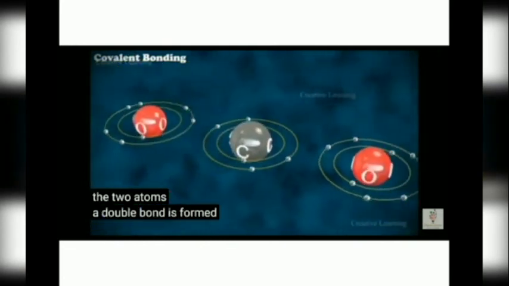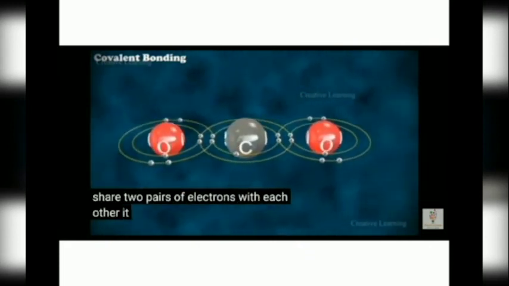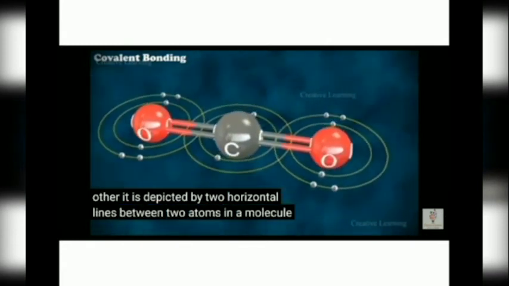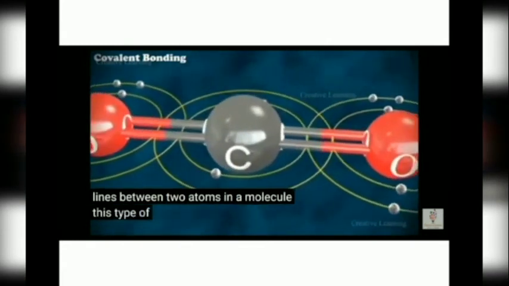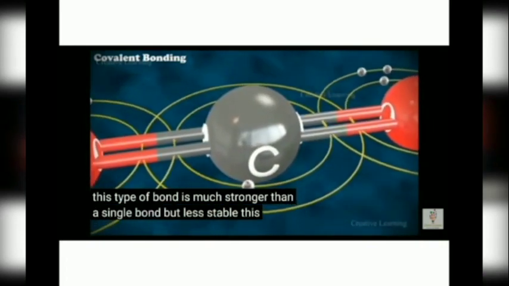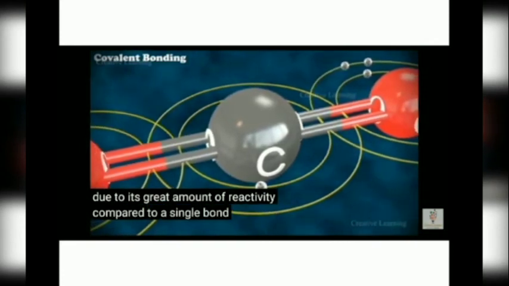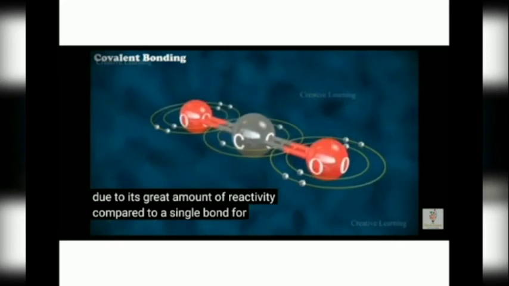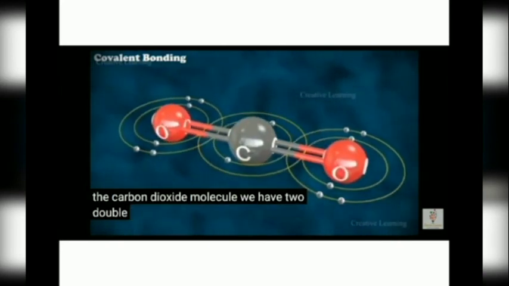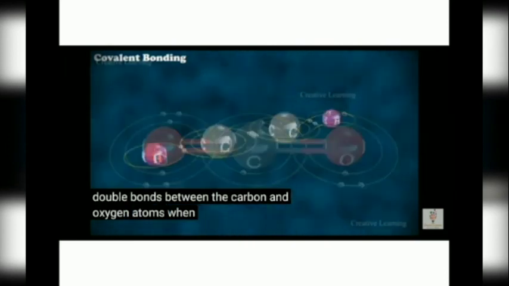A double bond is formed when two atoms share two pairs of electrons with each other. It is depicted by two horizontal lines between two atoms in a molecule. This type of bond is much stronger than a single bond, but less stable. This is due to its great amount of reactivity compared to a single bond. For example, in the carbon dioxide molecule, we have two double bonds between the carbon and oxygen atoms.